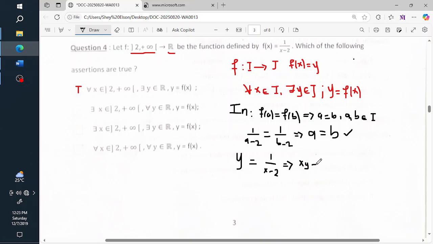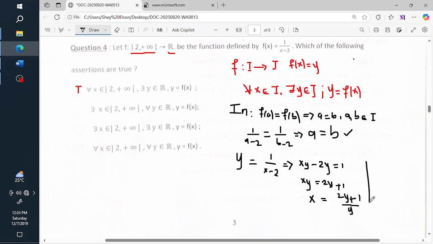I'll cross multiply. I'll have xy minus 2y equal to 1. Then from there, I'm going to make x the subject of the formula. But first of all, I'll make xy. So xy is equal to 2y plus 1. Is it okay? So what is now x? Our x will be equal to 2y plus 1, all divided by y.